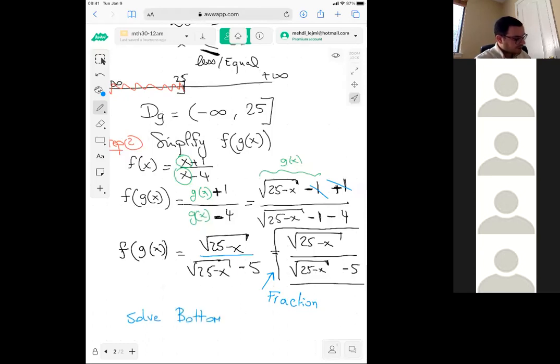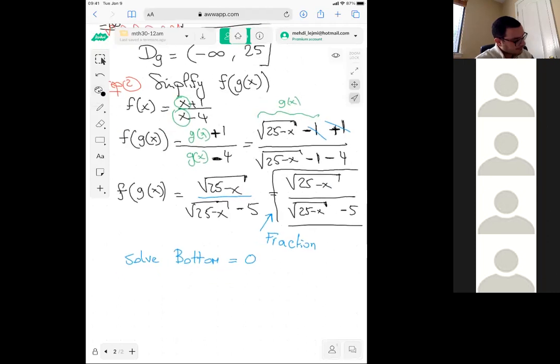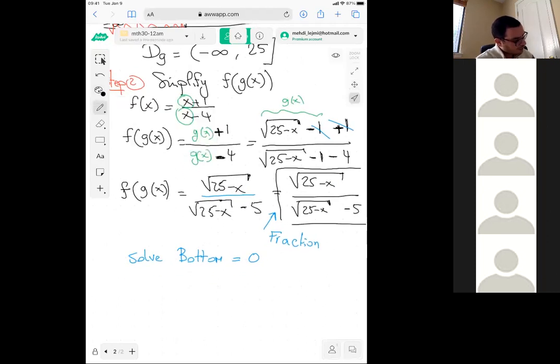We have to solve the bottom equal to 0. So the denominator is square root of 25 minus x minus 5. You have to include the minus 5 because it's in the denominator, so the whole denominator equals 0. That's what we have to solve. Sorry, guys, I'm going over time, but let me just go quickly.